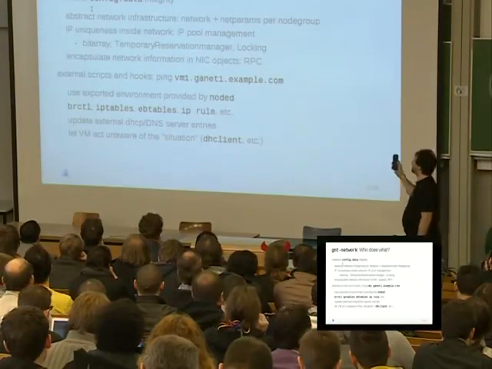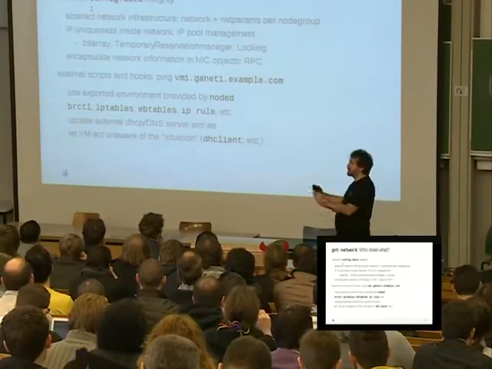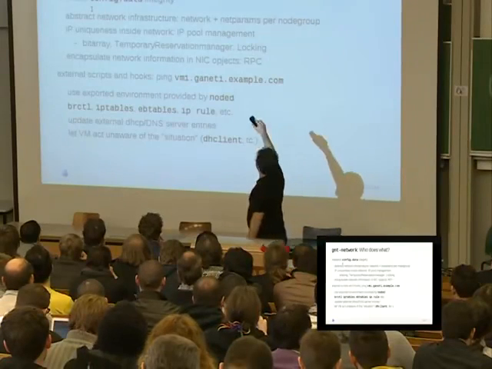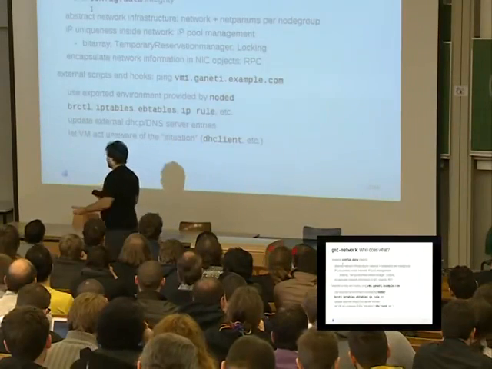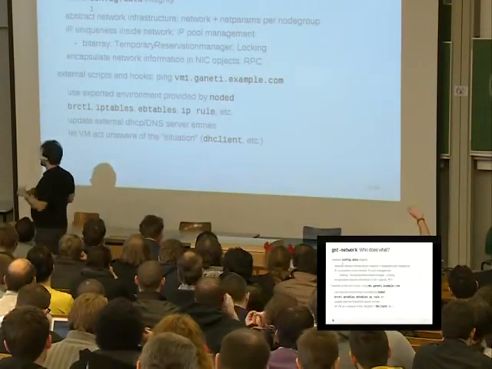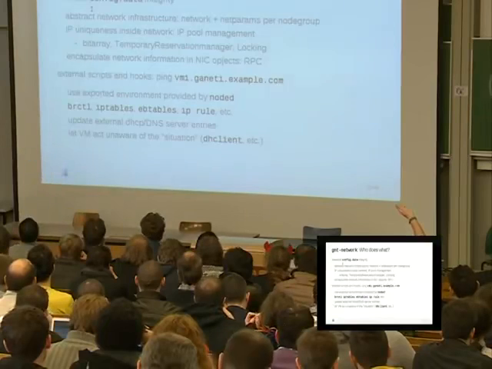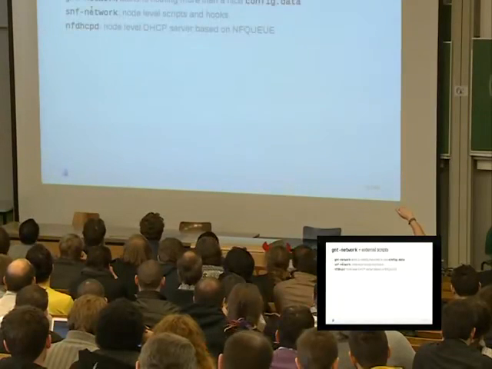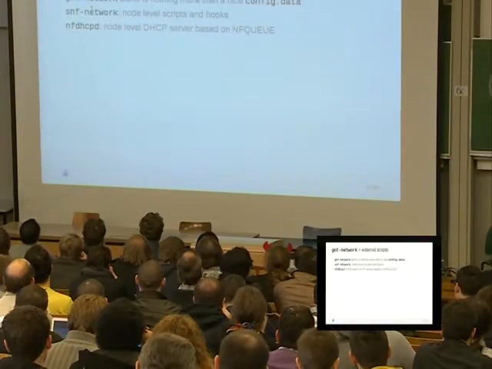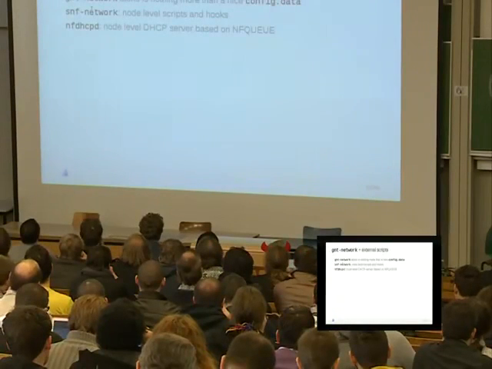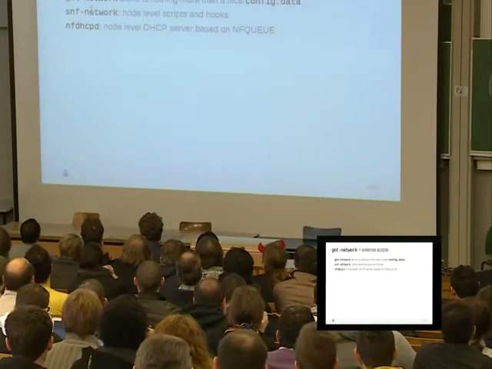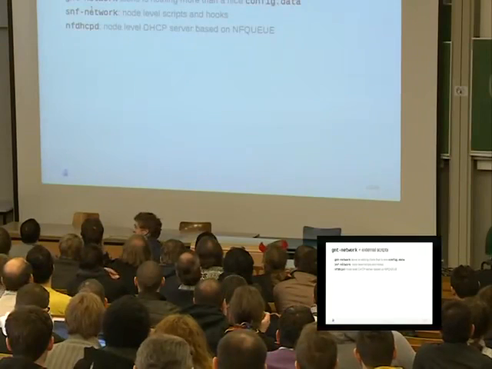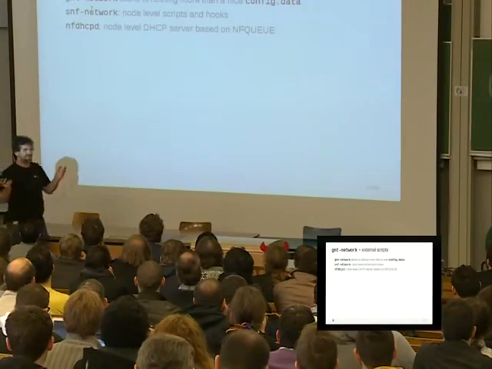If you need to actually make these machines behave differently depending on the network, you still need to use hooks and other tools. And the GRNet people have also written some of these tools, which I'm going to go through now. So there are these external scripts that they provide, which are SNF network and NFDHCPD. How about a better name for that? I don't know. GNT-DHCP, I don't know. Anyway.